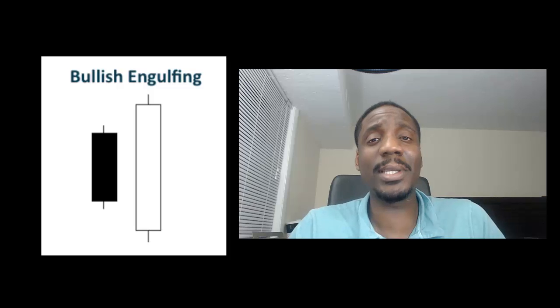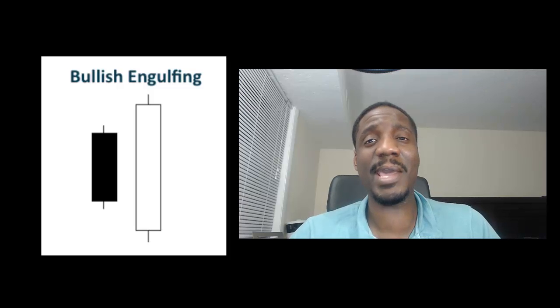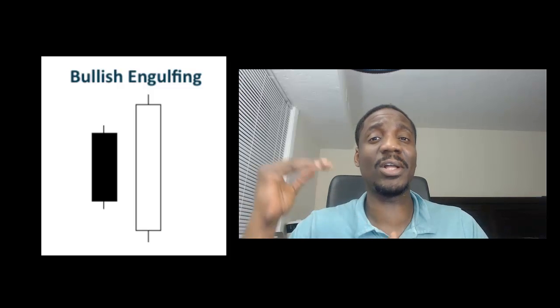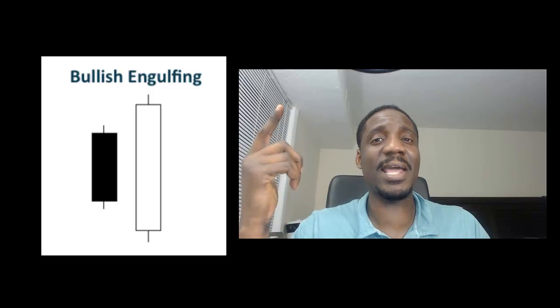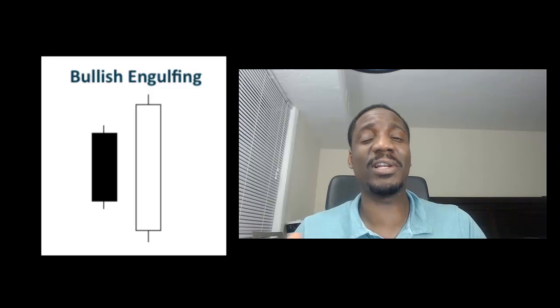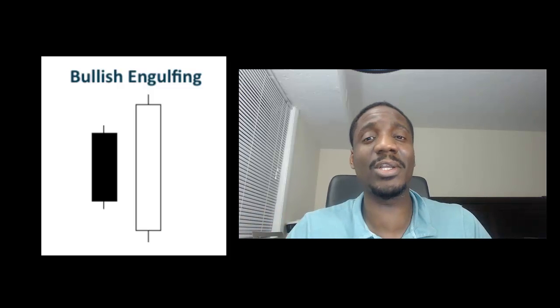So the next one I want to look at is known as bullish engulfing. If you're in a downward trend and then you suddenly see this pattern, that is a bearish candlestick followed by a bullish candlestick that engulfs the bearish candlestick. In other words, it is higher than the high and lower than the low of the bearish candlestick. This is known as bullish engulfing, and it could be an indication that the downward trend has ended and the prices are about to start going up.